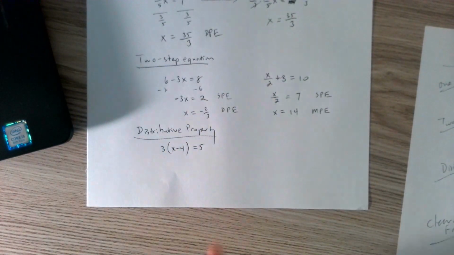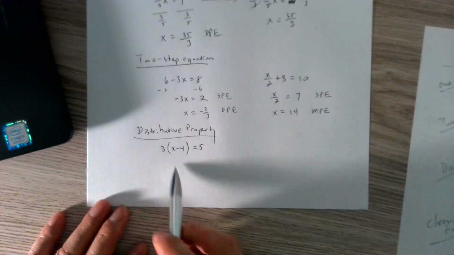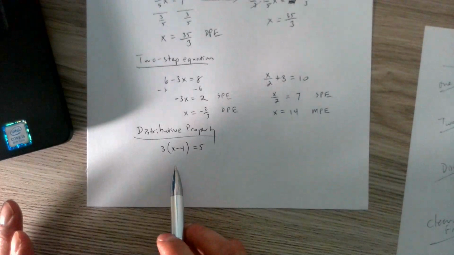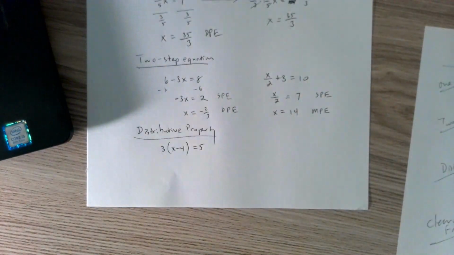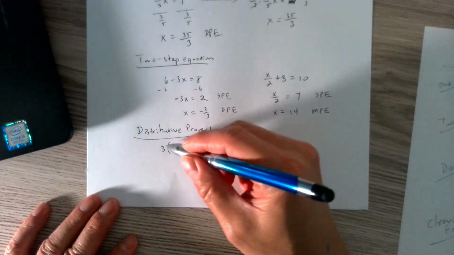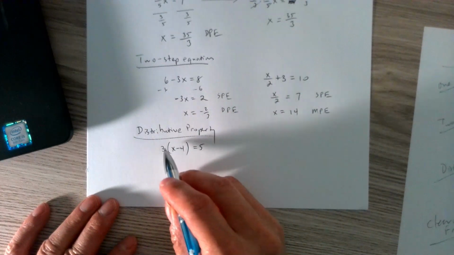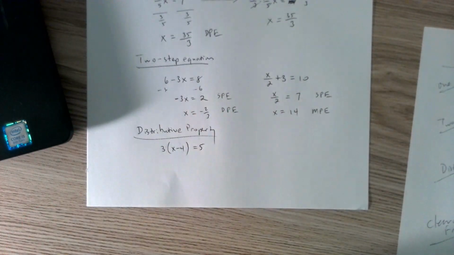Now there are two ways to approach this one. I'll do the more traditional way first. So parentheses are bad. We want to get rid of parentheses. That's a high priority when solving equations. So one way to get rid of them is I can use distributive property and multiply that 3 into that x minus 4.